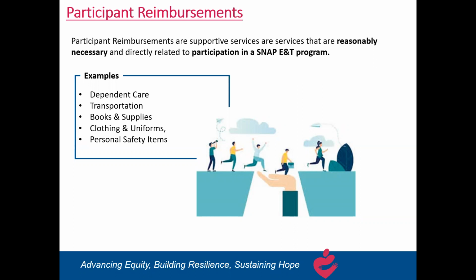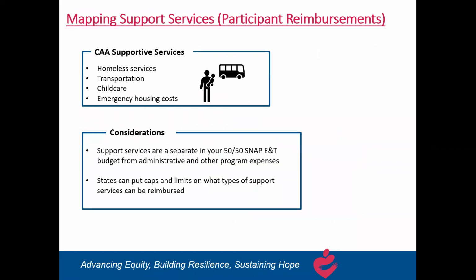Again, these are services that are there to help somebody stay active in participating in a SNAP E&T program. So again, mapping these onto what you do, these are listed out, like what community action agencies might be providing already that they could align with SNAP E&T.